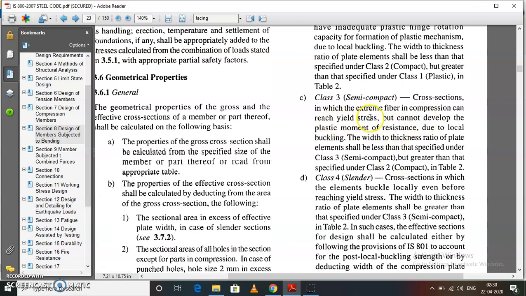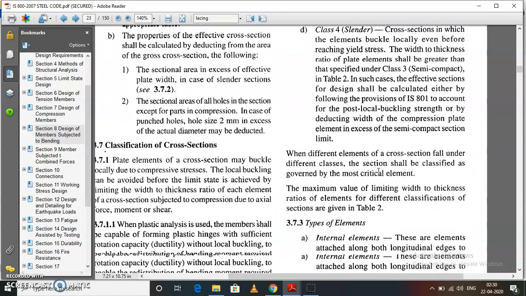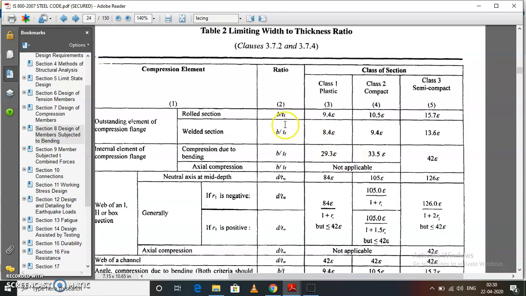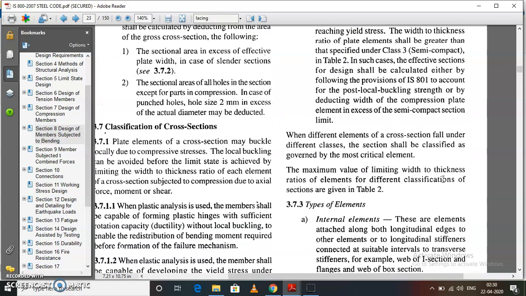Next, class 3: cross sections in which the extreme fibre in compression can reach yield stress but cannot develop the plastic moment of resistance due to local buckling. The width to thickness ratio of the plate element shall be less than that specified under class 3 but greater than that specified under class 2 of Table 2. For this case, the b by tf value should be greater than 10.5 epsilon and less than 15.7 epsilon, and the d by tw value should be greater than 105 epsilon and less than 126 epsilon.